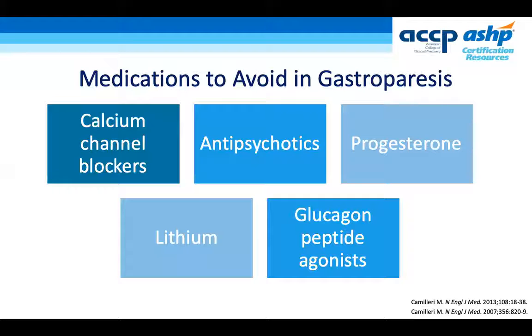Now, on top of medications that we can provide to help treat gastroparesis, it's also important to point out there are some medications to avoid in gastroparesis as well. Calcium channel blockers, antipsychotics, progesterone, lithium, and glucagon-like peptide agonists can all actually worsen gastroparesis. Obviously, some of these you're not going to be able to avoid, but limiting dosing and limiting use as much as possible can be key in these patients.